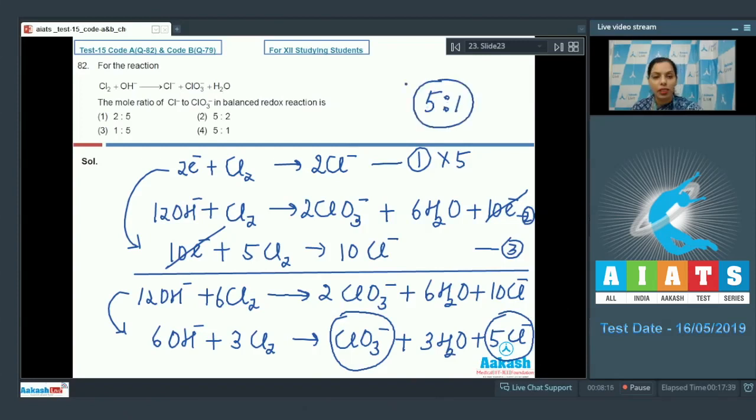Where is this ratio given? This is correctly given here in option 4. So just choose option 4 as your correct answer for this particular question.